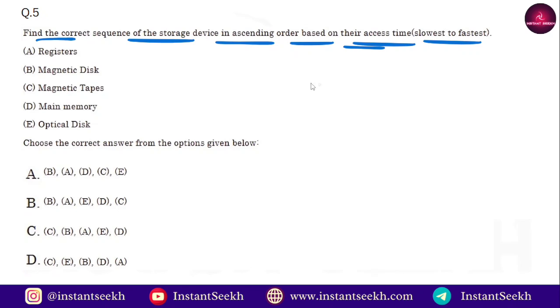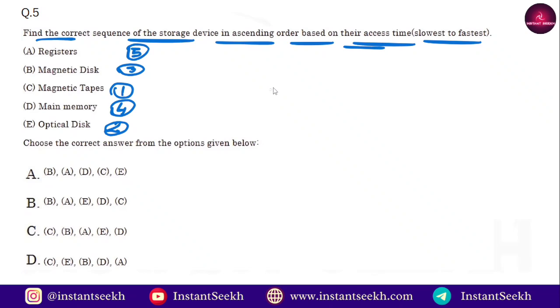You know the fastest is what? Register, right? So this will come at last. Let me put it as 5. Above that we have a what? Main memory. Next is what? Magnetic disk, that will come 3. Then optical disk, and then the slowest one is magnetic tapes.